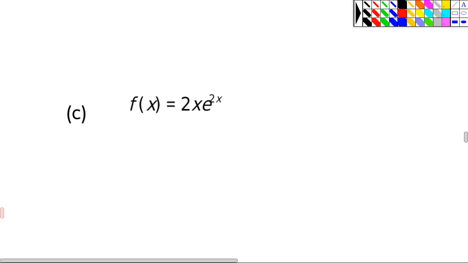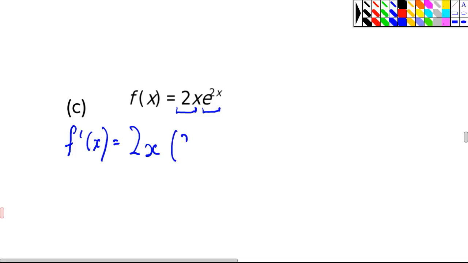Product. I will underline 2 and 3. So I let 2x be one function, I let e^(2x) be one function. So let's start. dy/dx, what do I write? f prime x. Product rule, right? Because of two things. Can you write together with me? f prime x equals, I copy the first one, I differentiate the second one. What do I get? 2e^(2x). Very good. Copy first, differentiate the second.